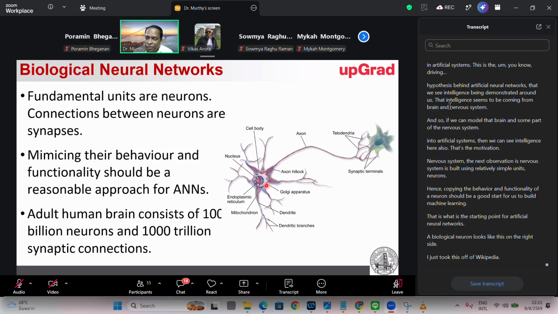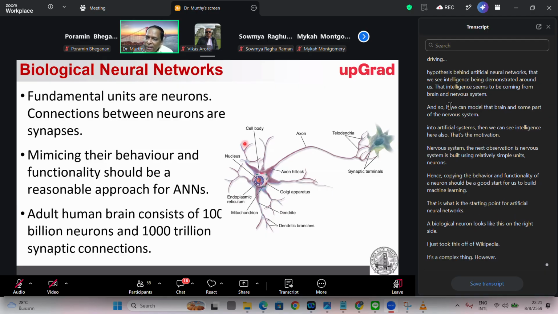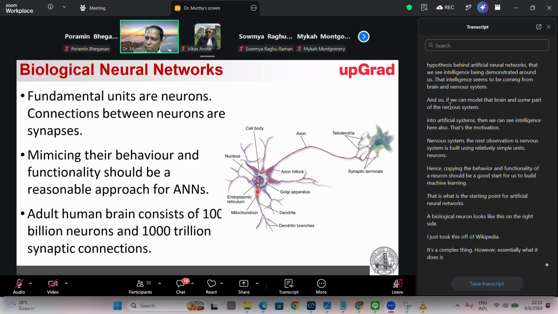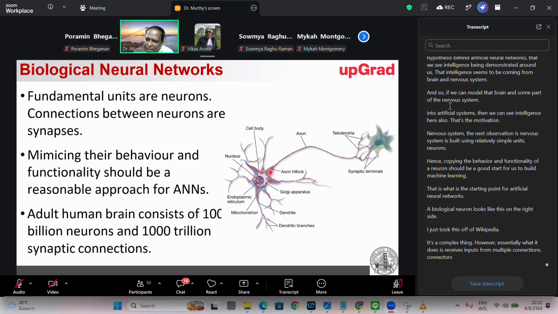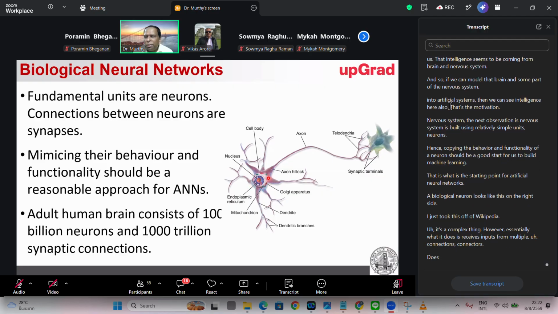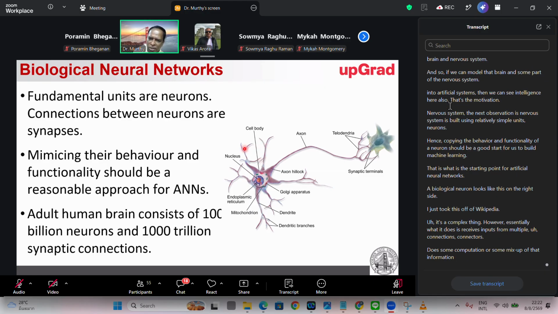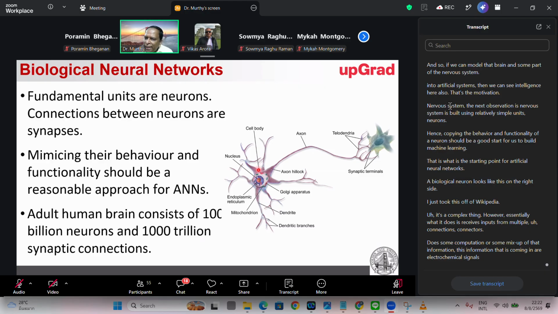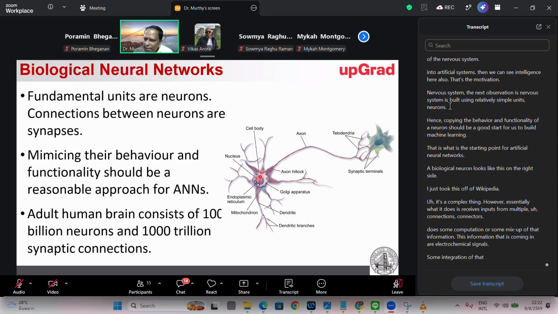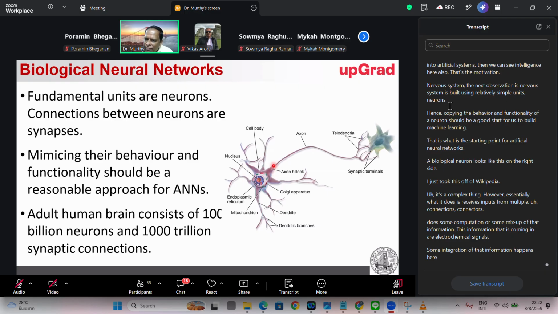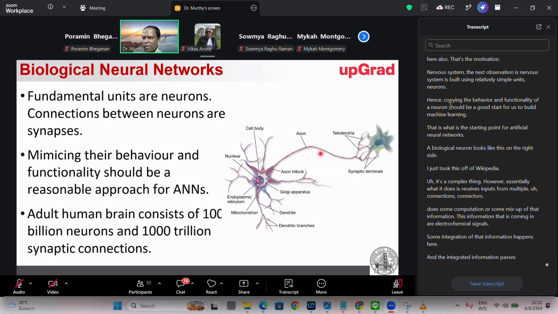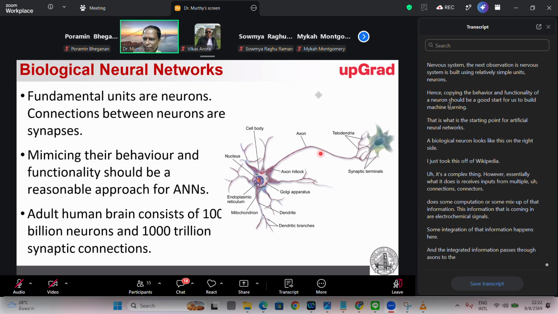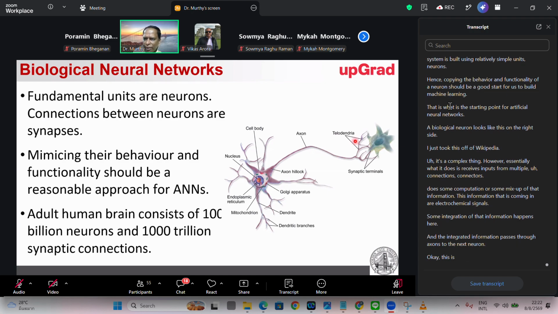It's a complex thing. However, essentially what it does is receive inputs from multiple connectors, and do some computation or some mix-up of that information. This information that is coming in are electrochemical signals. Some integration of that information happens here, and the integrated information passes through axons to the next neuron. Okay, this is the next neuron.